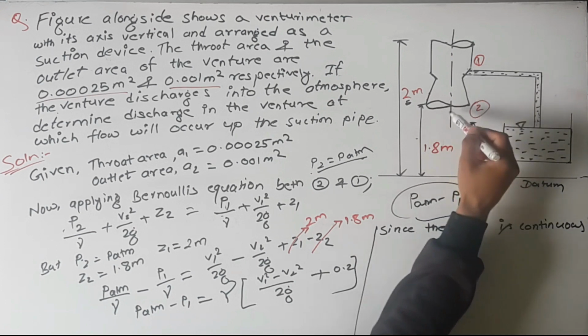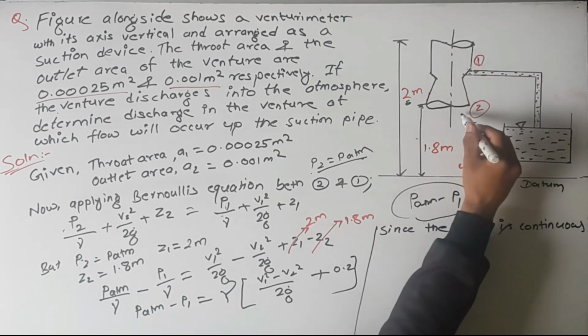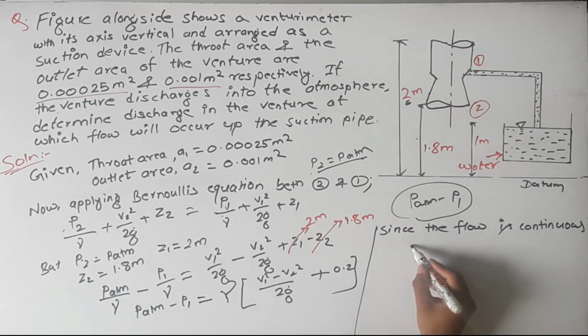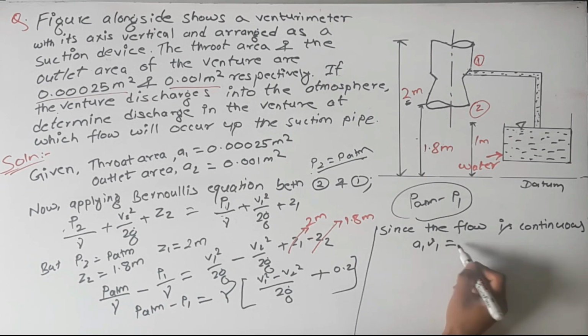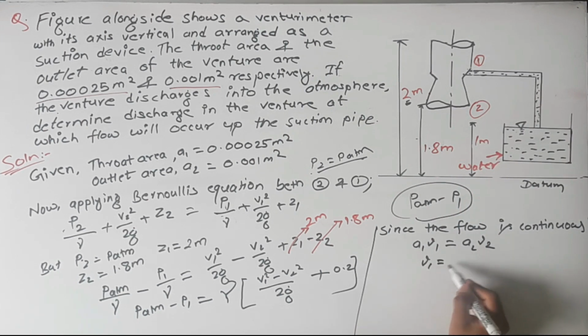If we apply the continuity equation here, the discharge at 1 must be equal to the discharge at 2. Discharge at 1 is A1 V1, equal to A2 V2, the discharge at 2. So we can find V1: V1 equals A2 upon A1 into V2.